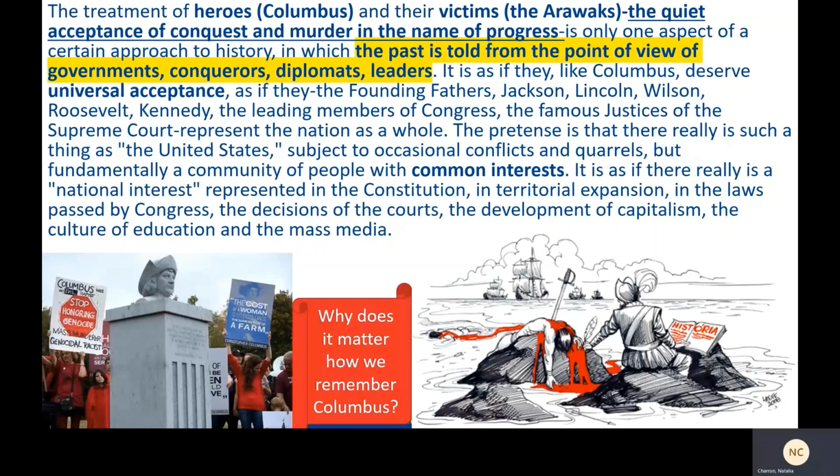The pretense is that there really is such a thing as the United States, subject to occasional conflicts and quarrels, but fundamentally a community of people with common interests. It is as if there really is a national interest represented in the Constitution, in territorial expansion, in the laws passed by Congress, the decisions of the courts, the development of capitalism, the culture of education, and the mass media.